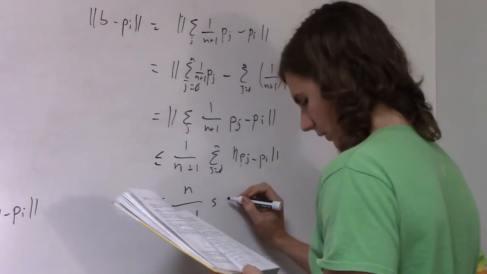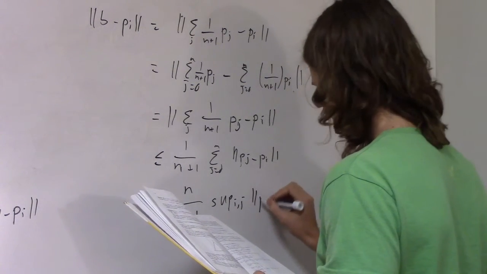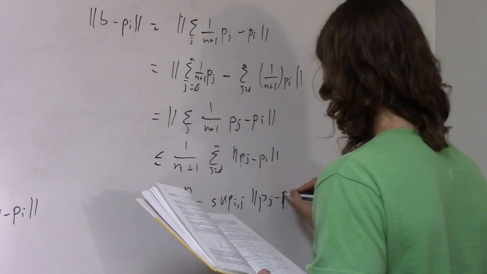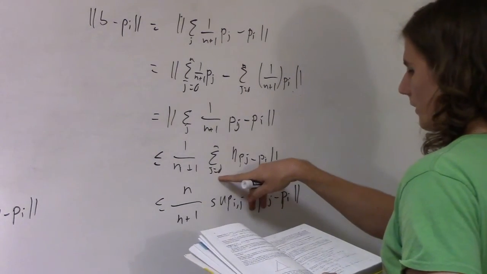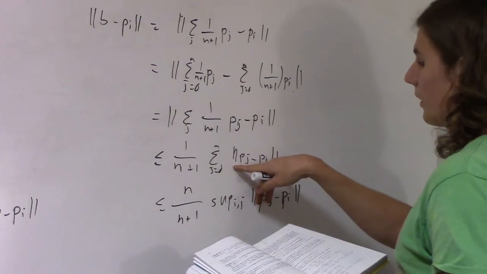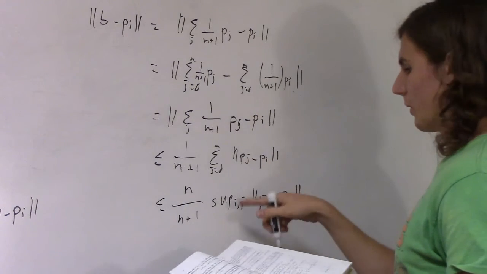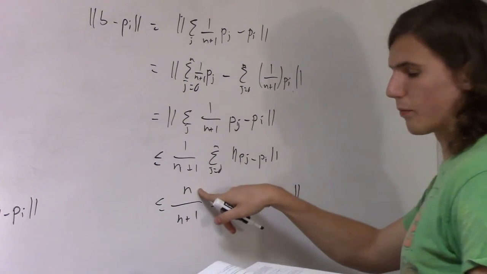I'll show you the supremum of the greatest distance between two vertices. The reason it's this is because each of these is less than or equal to the supremum, and actually one of them is equal to 0. So that's why you end up having a sum of n.